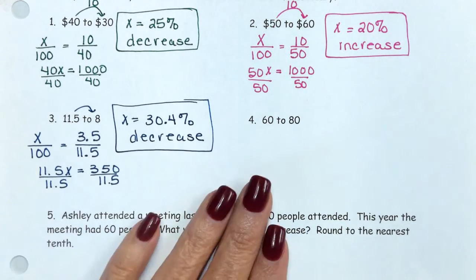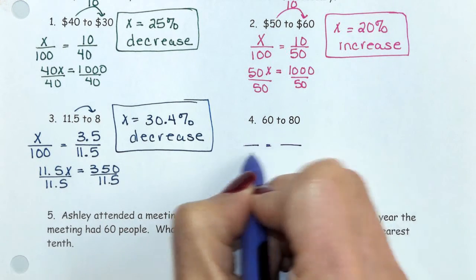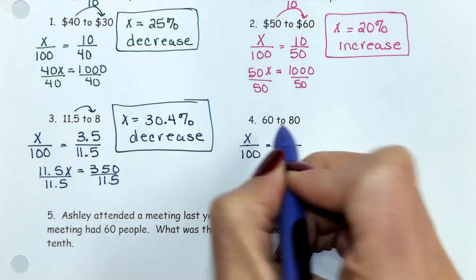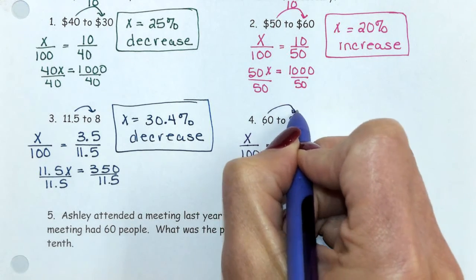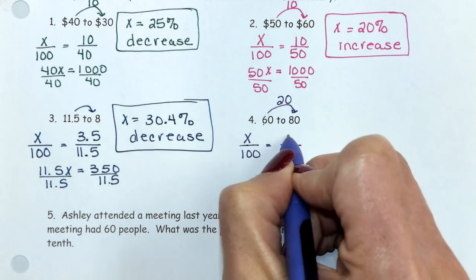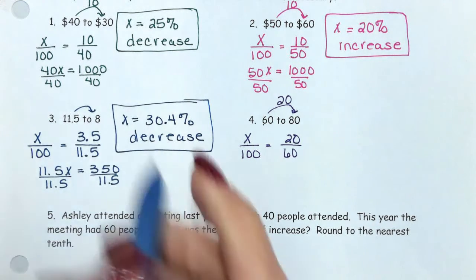All right, last one in this type of problem. So we're going to set up our proportion again, put in our 100. I don't have a percent. That's what I'm looking for. Originally, I had 60, and I went to 80. That's an increase of 20, so that's what goes here. Okay. And I did forget to write this 3.5 up here. Sorry about that.